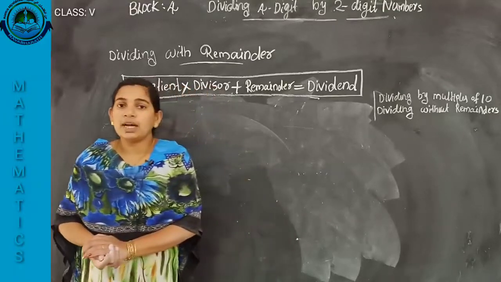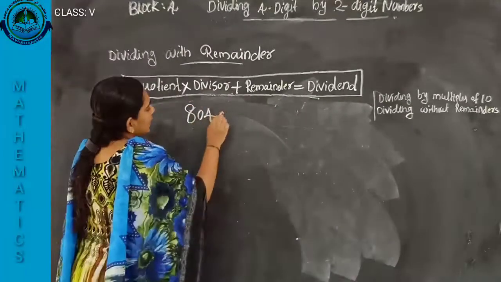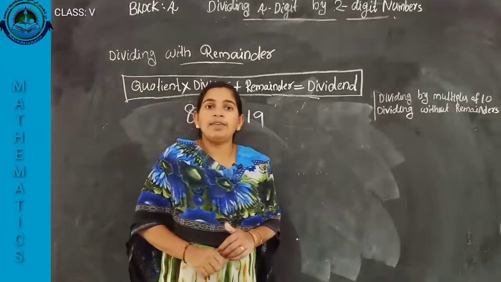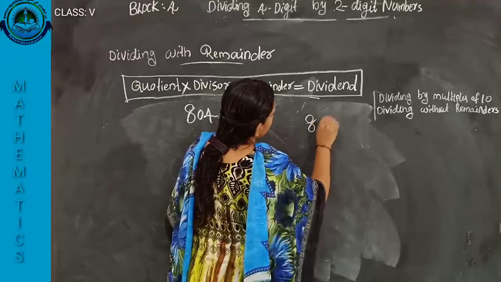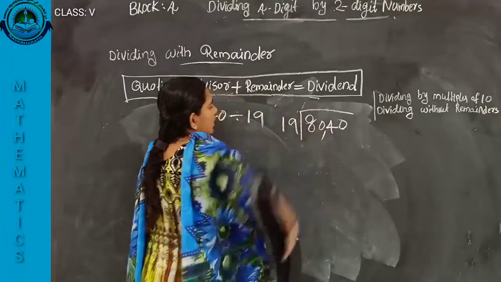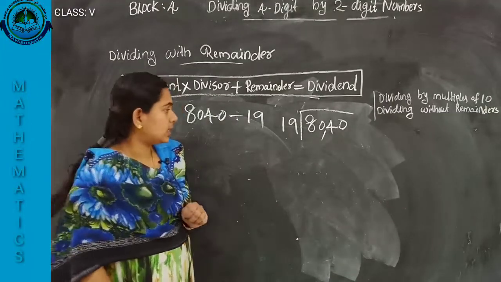Okay, next question. 8,040 divided by 19. In 80, how many 19s are there? We will check it.